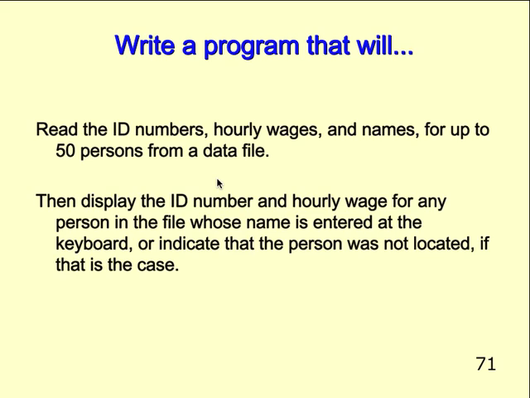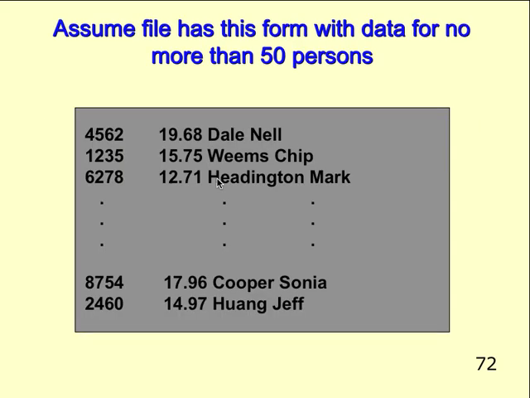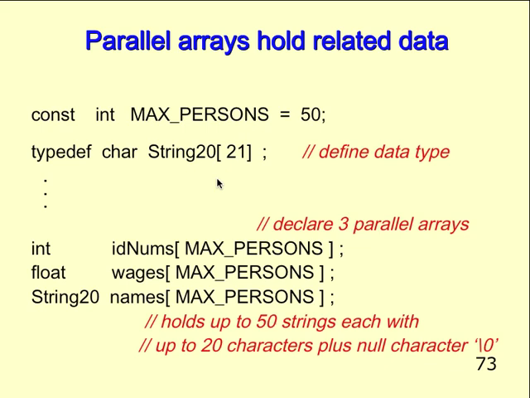So write a program that will read in ID numbers, hourly wages, and names of up to 50 people from a data file. As an example I'm going to go through here. Then display the ID number and the hourly wage of the person in the file whose name is entered at the keyboard, or indicate the person has not been located if that's the case. So assume that the data file looks like this. Those look like ID numbers, wages, and names that are in the file.